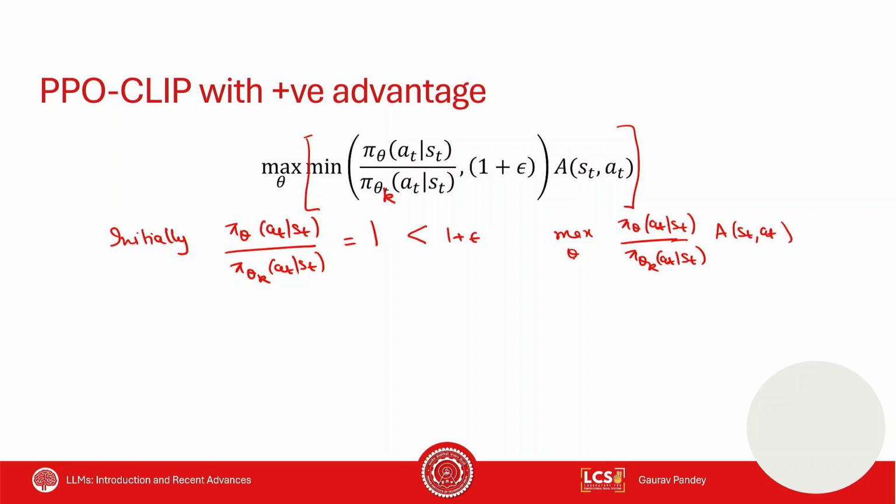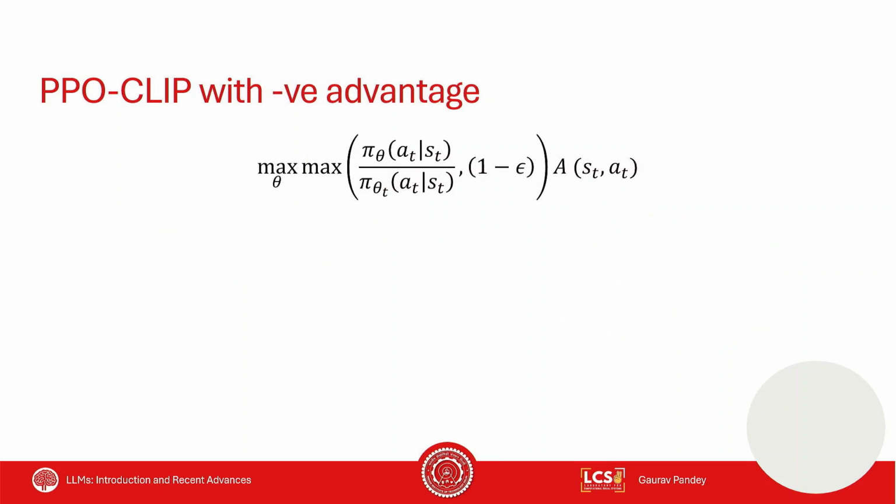But as you train theta, this quantity will slowly become bigger. It will keep on growing, because pi theta will keep growing far away from pi theta k, and there will come a time when it becomes greater than 1 plus epsilon. As soon as that happens, the training will stop, because if this quantity becomes greater than 1 plus epsilon, then the min will become equal to 1 plus epsilon times advantage, and there are no parameters here. So your objective will become a constant. As soon as your policy deviates too much from the current policy, the model will stop training.